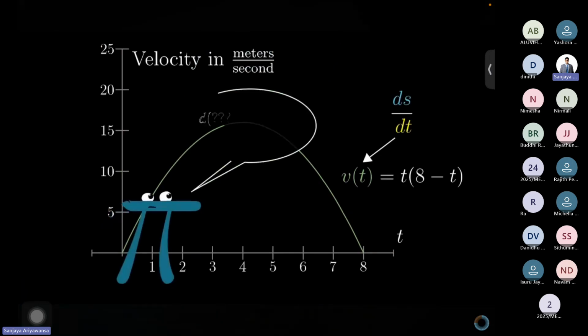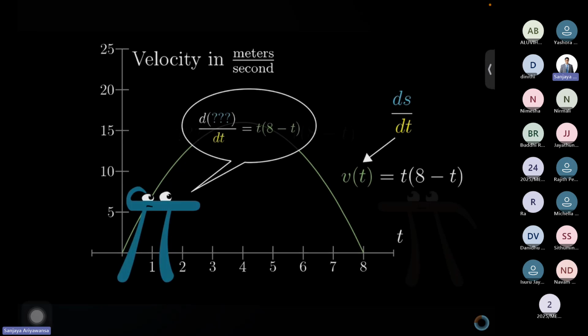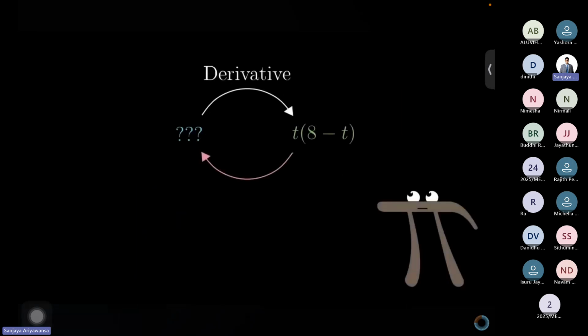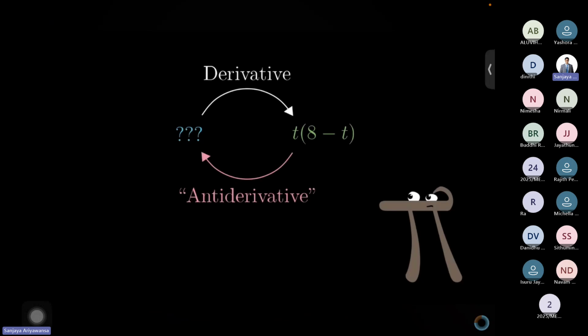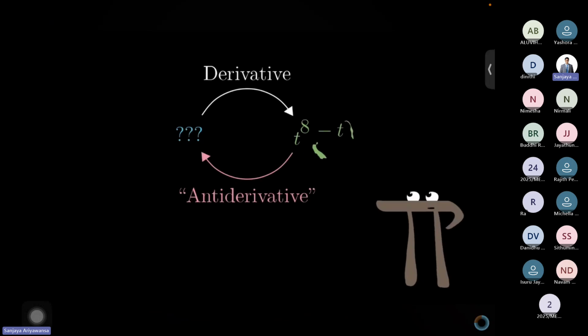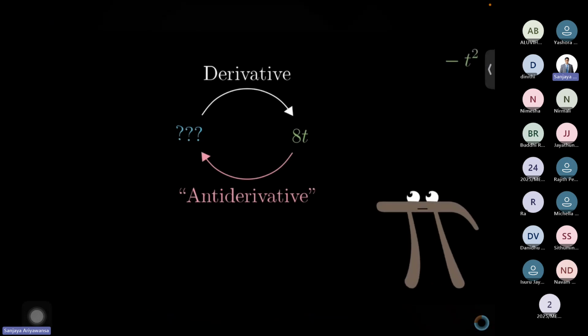So, if our velocity function is t times (8 minus t), what should s be? What function of t has a derivative of t times (8 minus t)? It's easier to see if we expand this out, writing it as 8t minus t squared, and then we can just take each part one at a time. What function has a derivative of 8 times t? Well, we know that the derivative of t squared is 2t, so if we just scale that up by a factor of 4, we can see that the derivative of 4t squared is 8t.